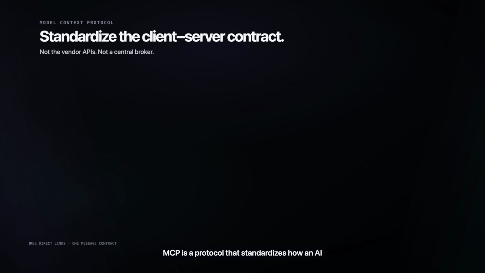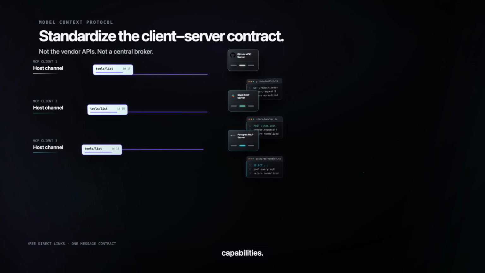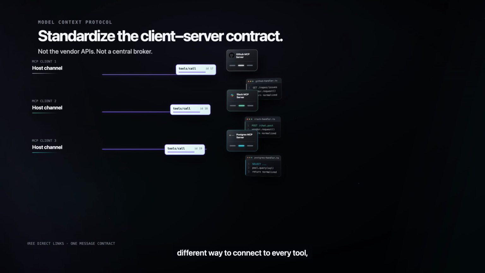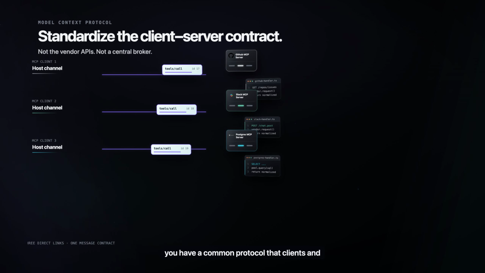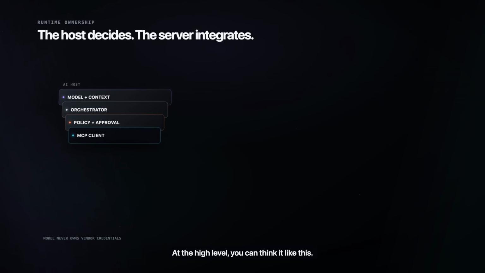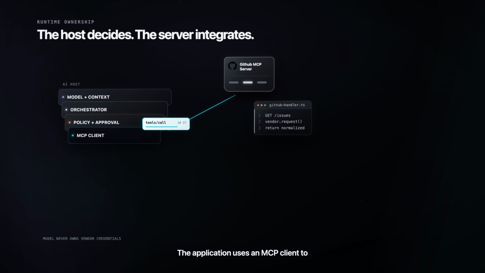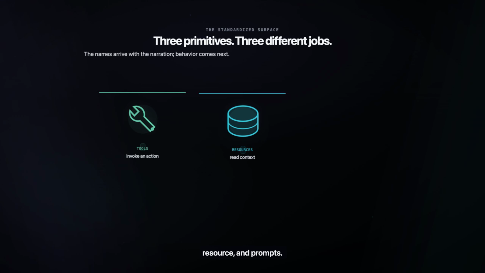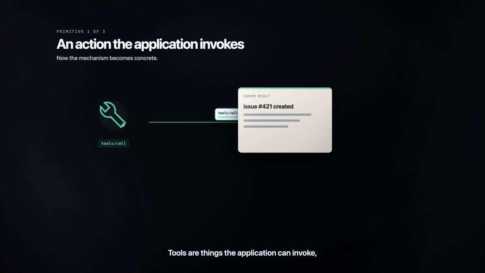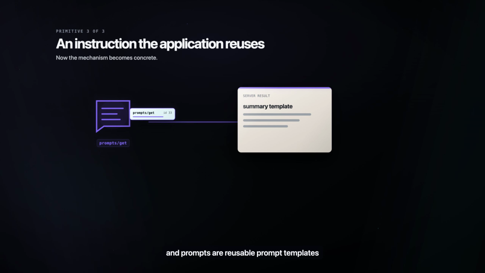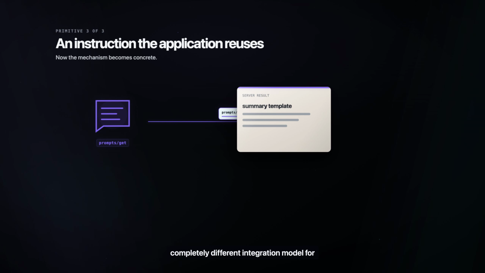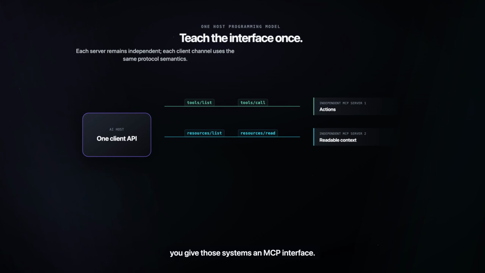MCP is a protocol that standardizes how an AI application can interact with external capabilities. The important word here is standardize. Instead of every AI application inventing a different way to connect to every tool, you have a common protocol that clients and servers can understand. At a high level, you can think of it like this. The application uses an MCP client to communicate with an MCP server, and that server exposes capabilities in a standardized way. Some of the core MCP primitives are tools, resources, and prompts. Tools are things the application can invoke, resources provide data or context, and prompts are reusable prompt templates exposed by a server. So instead of teaching your AI application a completely different integration model for every external system, you give those systems an MCP interface.